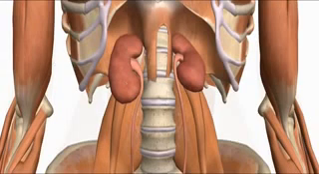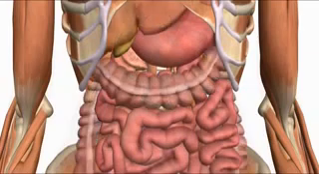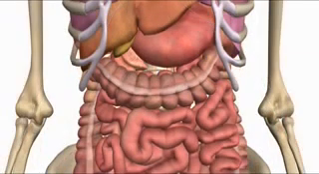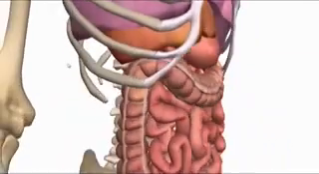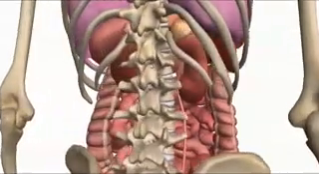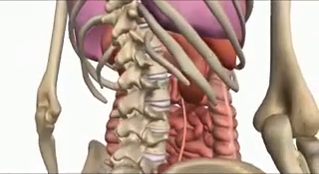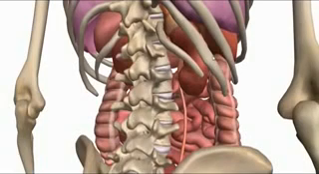If I bring in the rest of the abdominal organs and fade away the muscles again, we can see how the kidneys sit behind these organs. They sit quite far back in the abdomen, on the posterior abdominal wall. And the kidneys are retroperitoneal, so they're not contained within the folds of peritoneum, which some of the other organs of the abdominal cavity are.